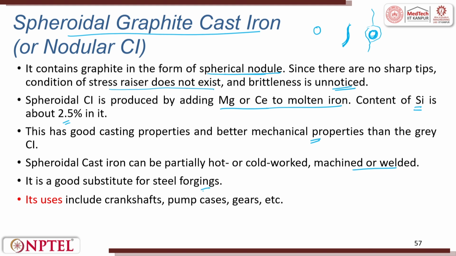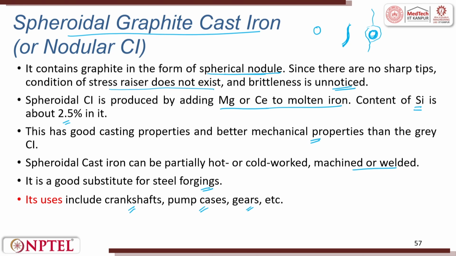It is a good substitute for steel forging. It is used for crankshafts, pump casings, gears, etc. Spheroidal graphite cast iron was used in the initial days for water mills, or wherever we had a heavy gear, a bull gear, for opening and closing of a gate; they used spheroidal casting. It was very heavy. The pump casing was also made out of it.